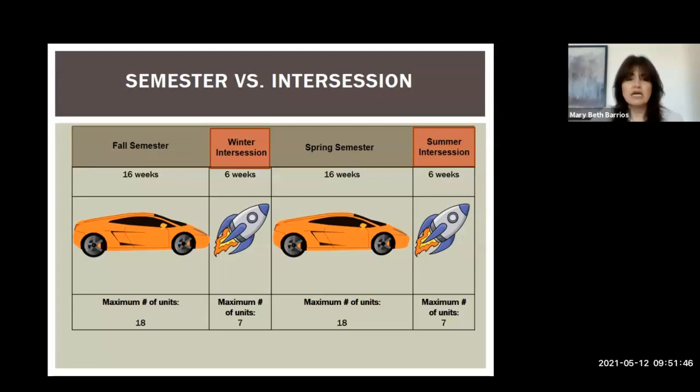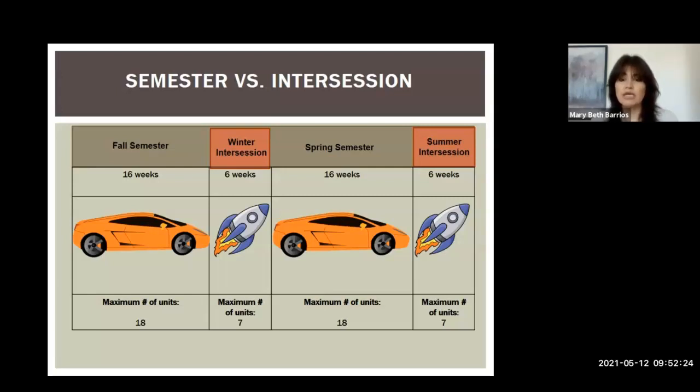Now, these are just depictions of how fast these semesters are. So during the 16 weeks, they're pretty fast, right? I don't know what kind of car this is, but I'm not a car expert, but it looks like a fast car, right? But the rocket is super fast. It's way faster than the car would be. And so that just gives you an idea of the amount of work and how quickly the class goes. Because of this, the college does have limits as to how many units you can take.